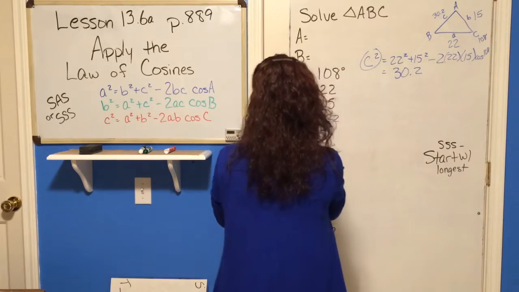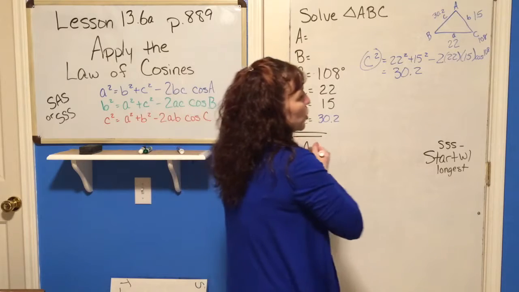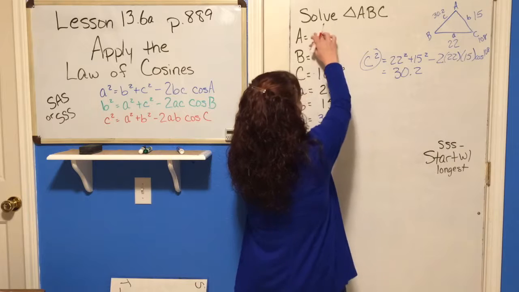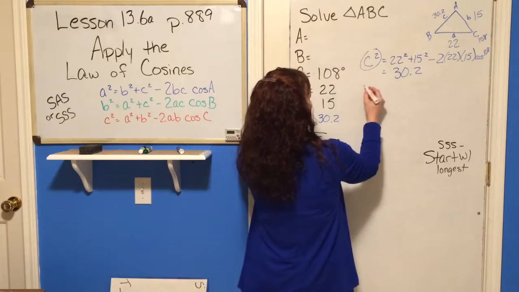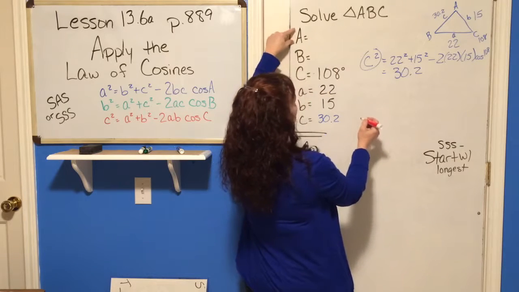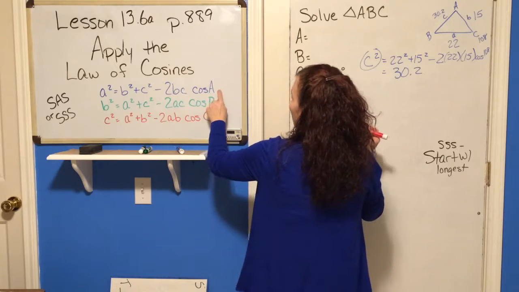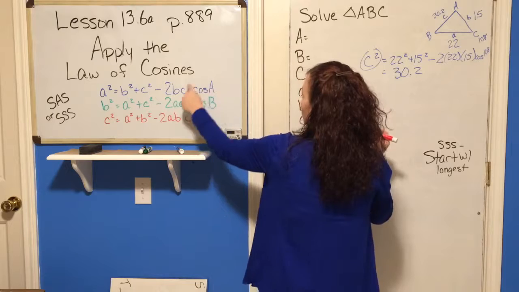But let's talk less and work more. What do you say? The next thing we're going to do is let's find angle A. So we're going to start with, if cosine of A is what we want, let's use the formula that has cosine of A be what we don't know.